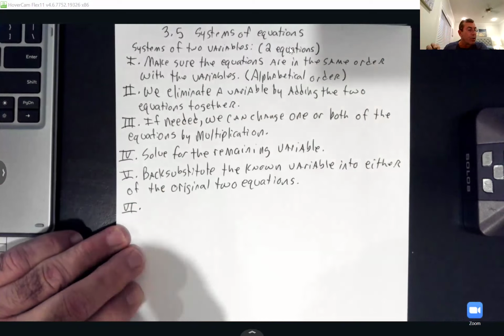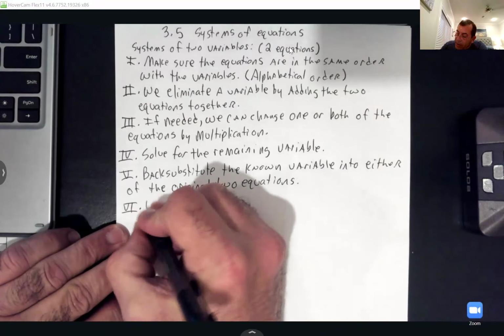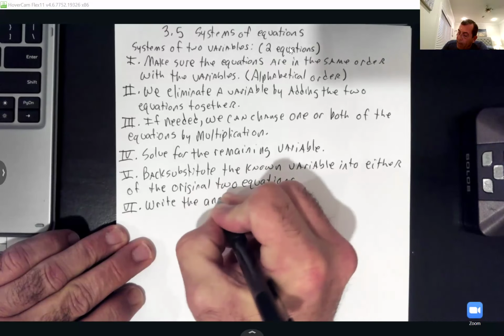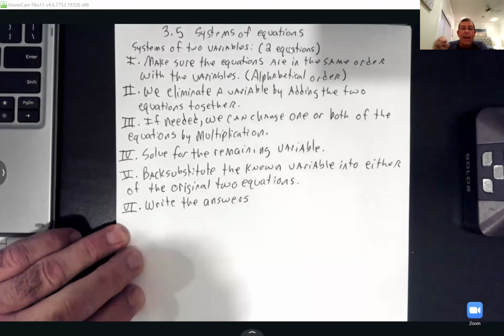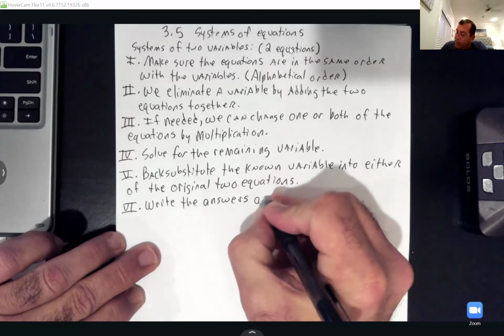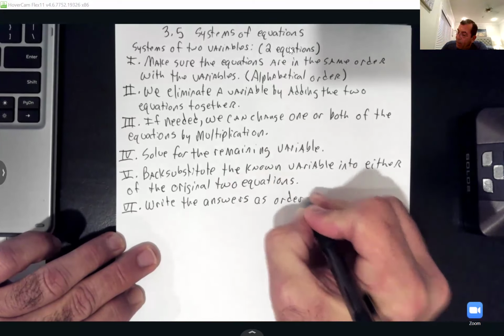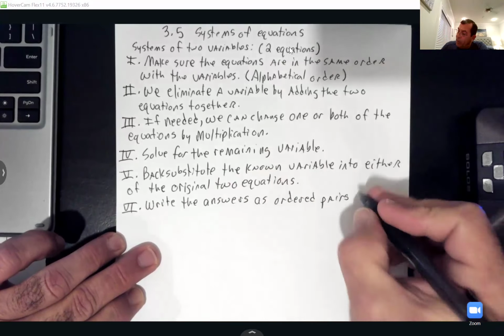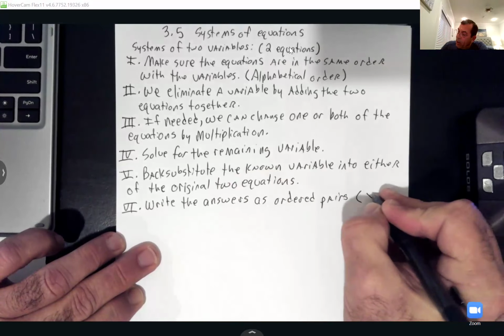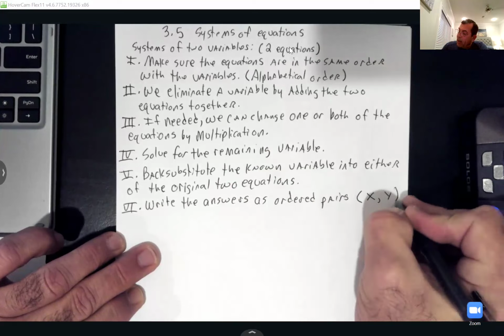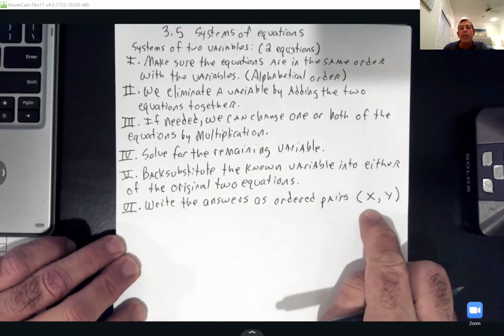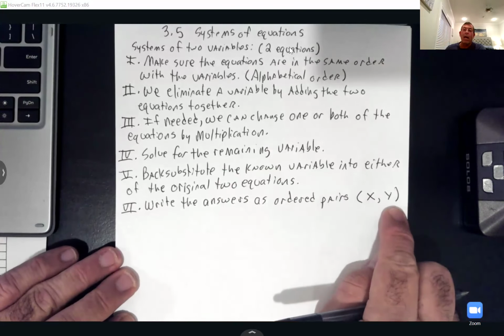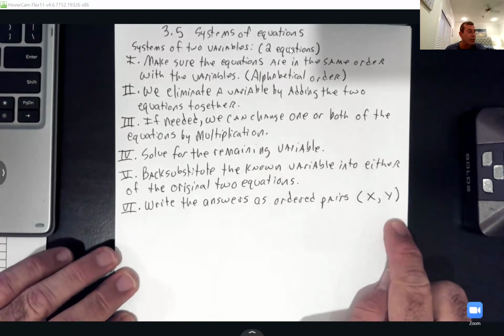Now, the answers. We write the answers as ordered pairs. Remember, those will be in alphabetical order also, but ordered pairs look like the ordered pairs we graph, okay? So you'll have an x coordinate and a y coordinate for your solutions.